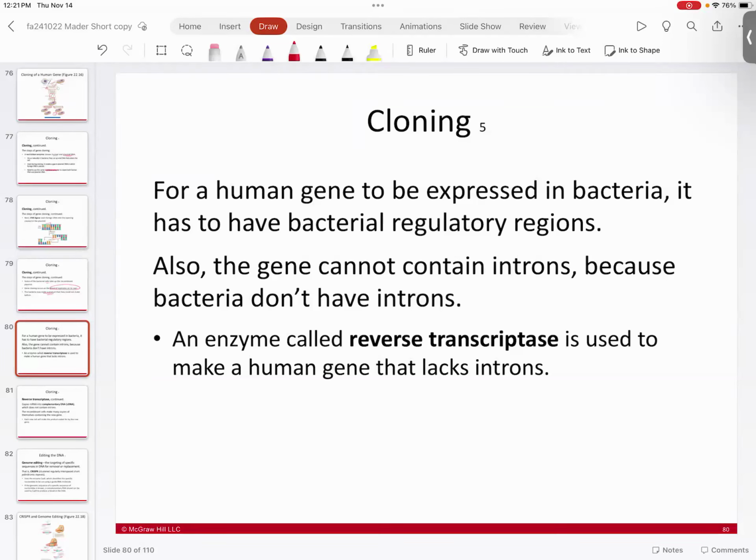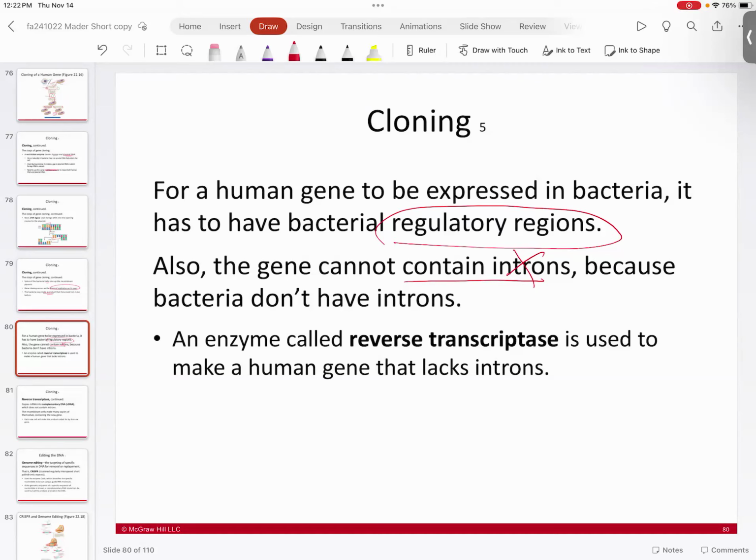So what does it take for this recombinant gene to be expressed in bacteria? Well, first of all, it has to have the bacterial regulatory regions, so the bacteria can recognize it. For instance, the gene that we put in there can't have introns, because bacteria don't have any splicing. That's a eukaryotic thing. That's not a bacterial thing. So you can't put introns in there. It won't know what to do with it. It'll just make the introns and it'll just be nonsense.